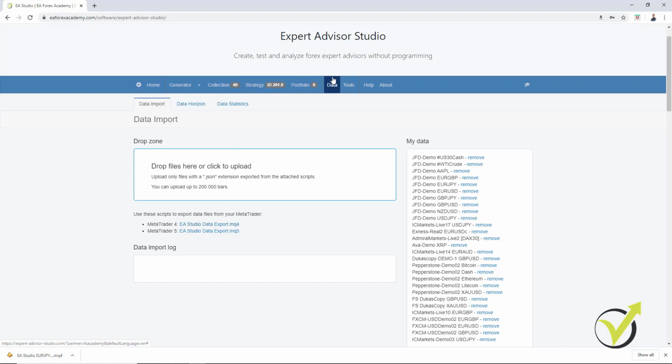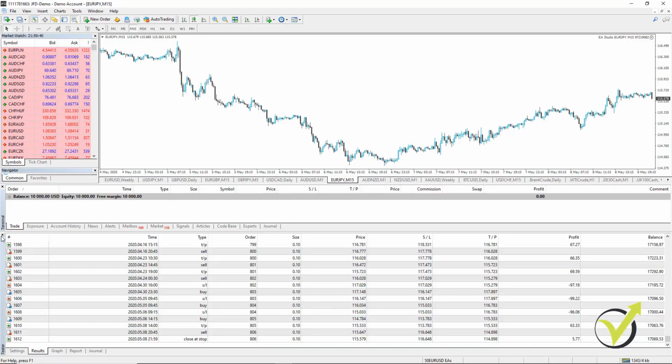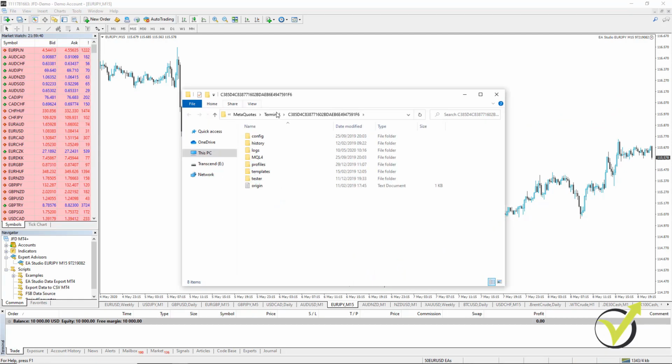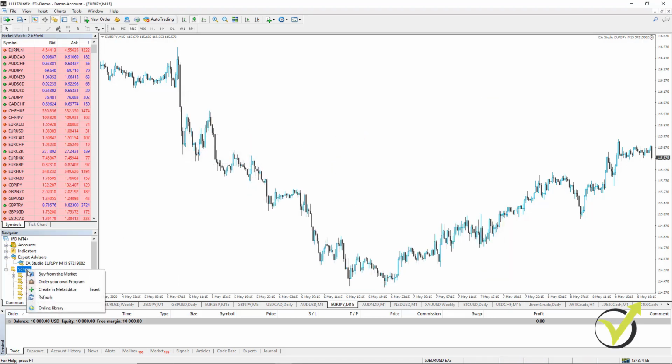In Data for EA Studio, you have the two scripts. Just download them and paste them to the scripts folder, just as I showed for the expert advisors. Go to File, Open Data folder, and then you go to MQL4 Scripts and paste it here. Close the folder, refresh scripts, and the script will appear right here.